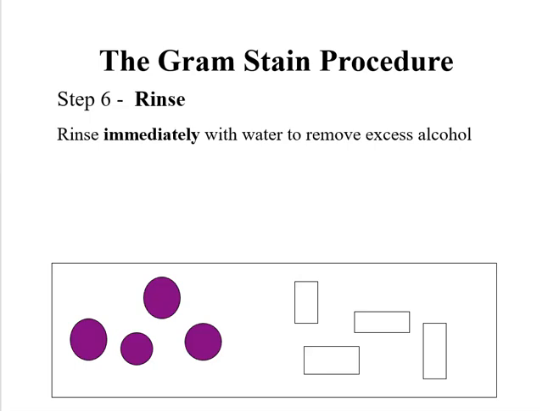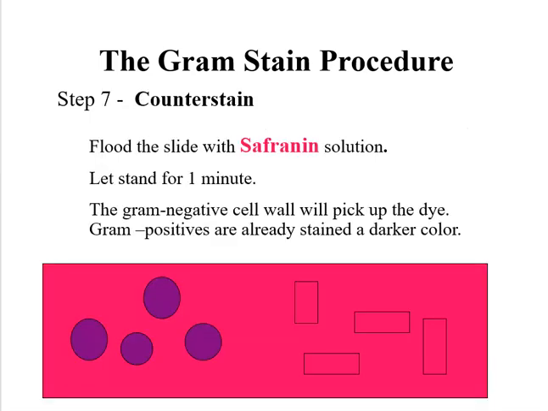Again, if we were to look at it underneath the microscope at this time, our gram positives are going to be stained, and our gram negatives, you're not going to be able to see. Okay? Because we've removed that first stain. Then we come in and counterstain. We're going to flood it with that color that is opposite on the color wheel, the safranin, which is a nice, bright pink. And let it stand 1 minute again.